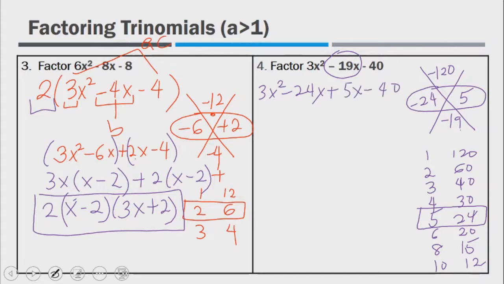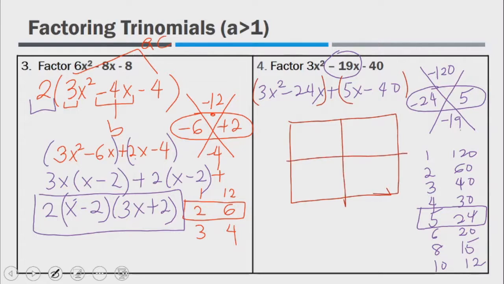So again, we can do this by grouping. You can group them 2 by 2, and then factor out what is common. Some people also use the box to organize the work so that you don't get confused. So you can put 3x squared here, negative 24x, 5x, negative 40.